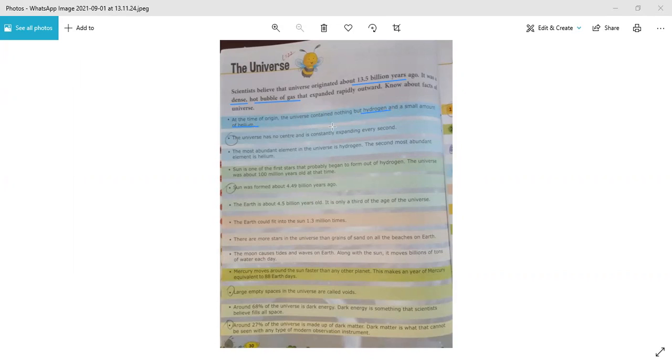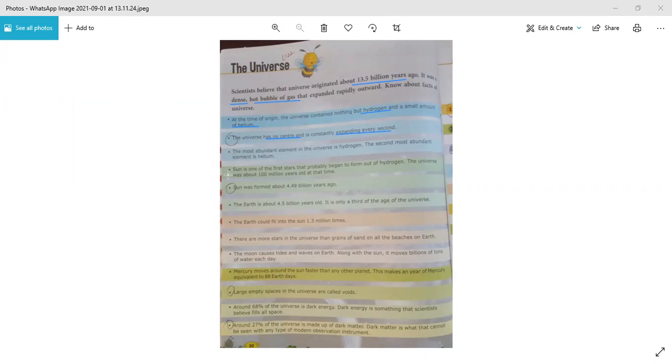You learn these two concepts very, very carefully. Whether it is asked in fill-up form, MCQ form, or true-false form, you should not be worried. Learn this concept that at the time of origin, the universe had two kinds of gases. First was hydrogen, and a very small amount was helium. The universe has no center, and it is expanding every second. Learn it by heart: it has no center and it is expanding every second.